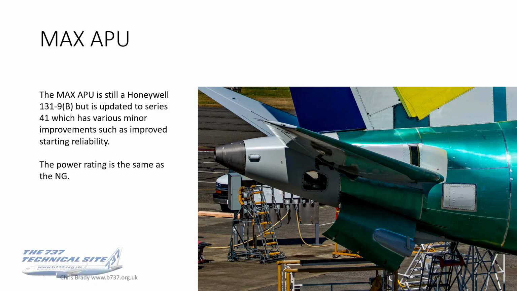So, talking about the APU, let's have a look at it. It's still a Honeywell 131-9 bracket B, the B standing for Boeing because it's the same as the 320 family, which has got the bracket A for Airbus. But it's updated to a Series 41. Various minor improvements, as you might expect. Improved starting reliability is the big ticket item for us as crew. Power rating is still the same as it was on the NG, so it's actually no more powerful an APU than the NG. It's just a better starter.